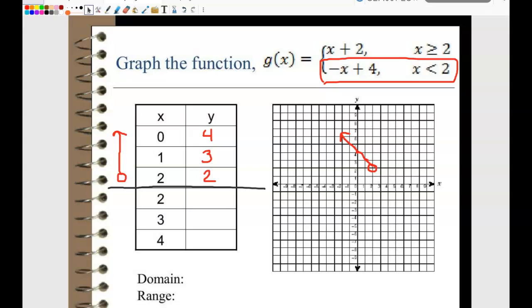x plus 2 for x values greater than or equal to 2. Does that mean at the point over here in my table, is it going to be open or closed this time? Closed. Awesome. I don't know who said that, but awesome. Plug in the point 2. What's 2 plus 2? 3 plus 2? 4 plus 2?